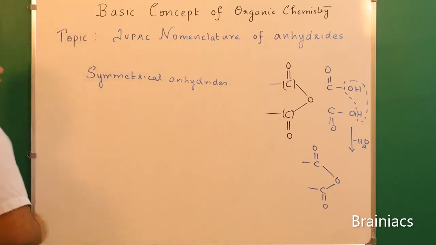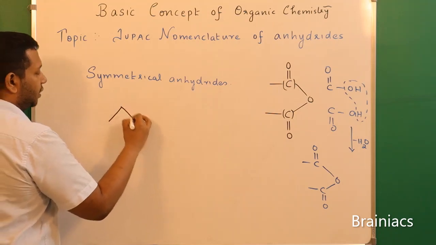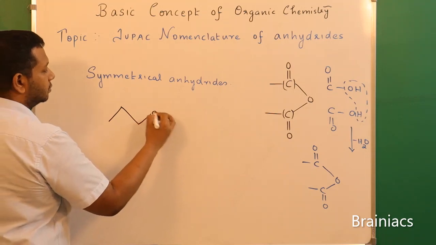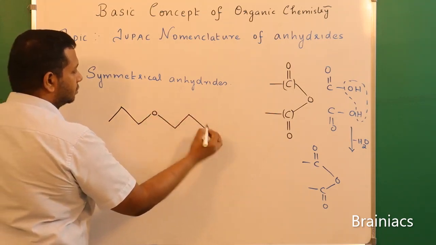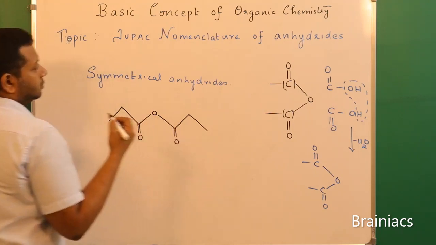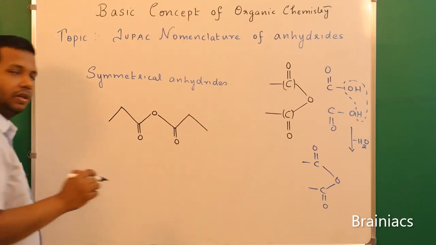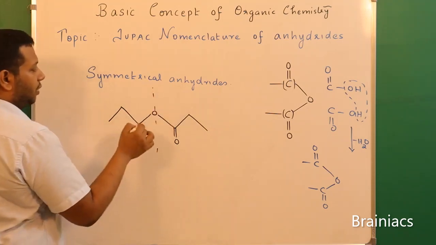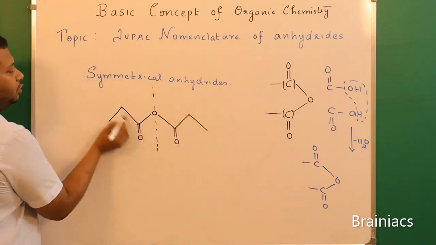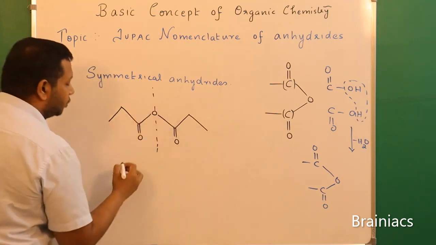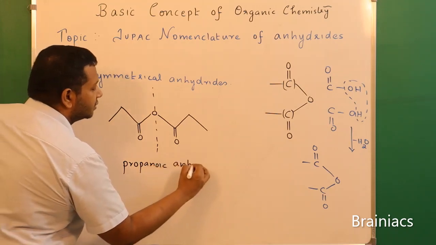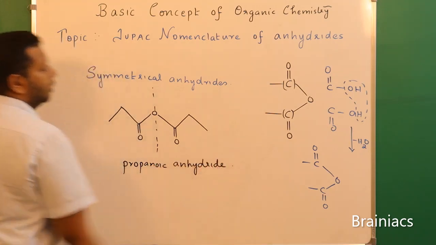Now I hope you understood. Let's see this one also. Can you name this compound? If you see here, from here also I am seeing the symmetry. So 1, 2, 3, 1, 2, 3. It's symmetrical again. So what should be the term? Three carbon atoms are there on both sides, so it should be prop. So I can say it is propanoic anhydride. Okay, I hope you understood.